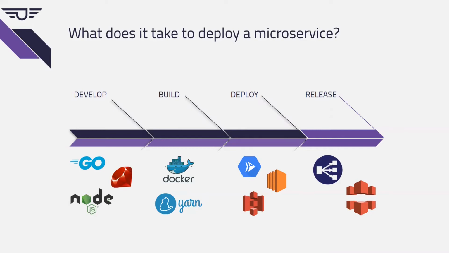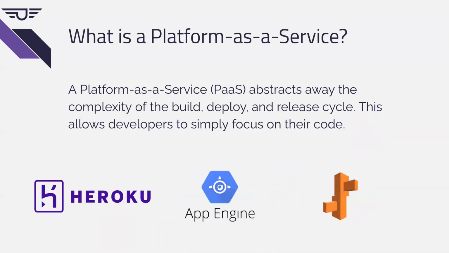stored in S3. All this complexity can be difficult to both learn and manage, especially for a small development team with little DevOps experience. This is why platforms as a service have arisen. A platform as a service, or PaaS, abstracts away the complexity of the build, deploy, and release cycle. It allows developers to simply focus on their code. Examples of a PaaS are Heroku and cloud provider-specific platforms like Google's App Engine and Amazon's Elastic Beanstalk.